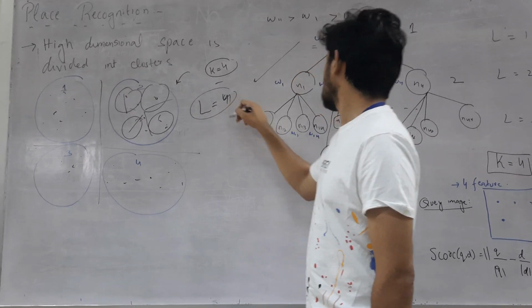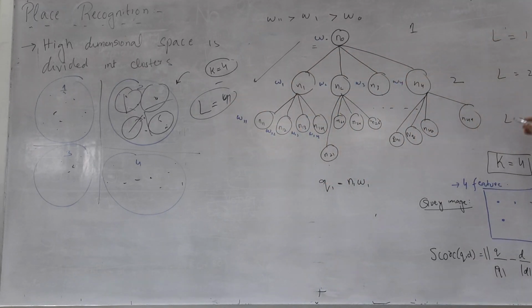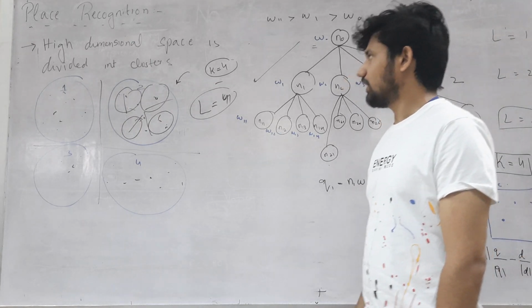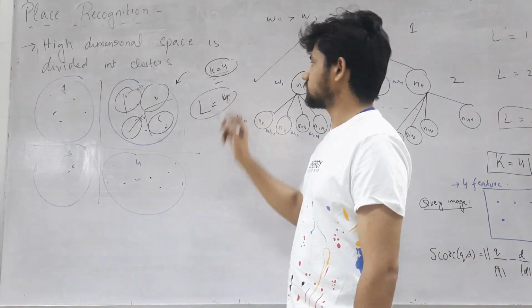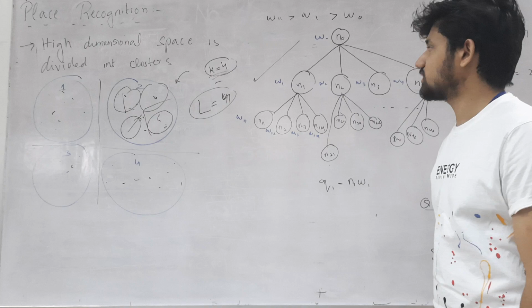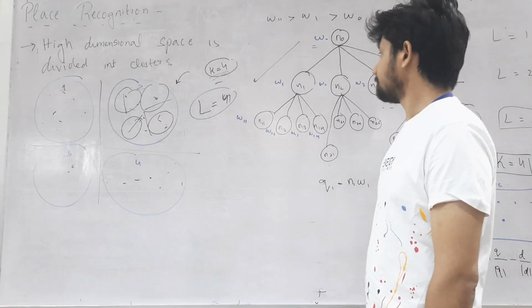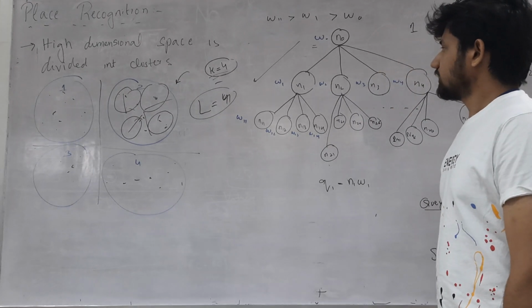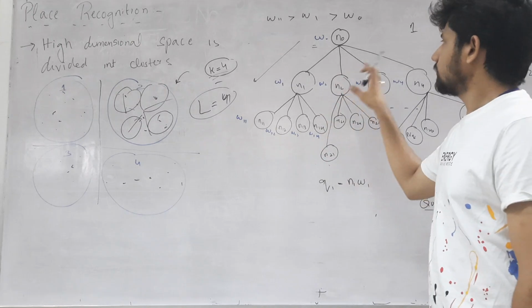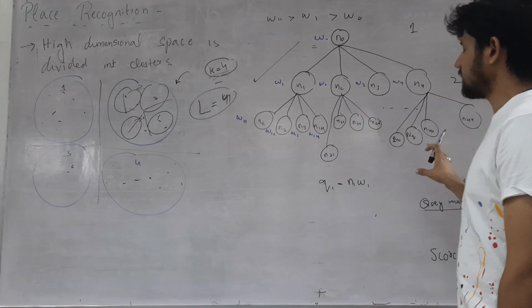For example, here in this case I have L is equal to 3. It means I have divided into 3 levels. Okay, and clustering value is 4. It means at each level I have divided it into 4 clusters. Okay, so this is how you construct your vocabulary tree.